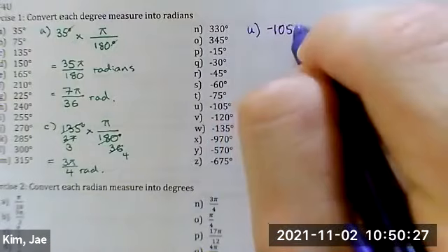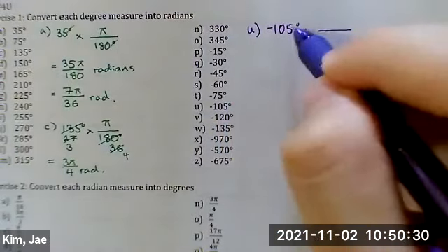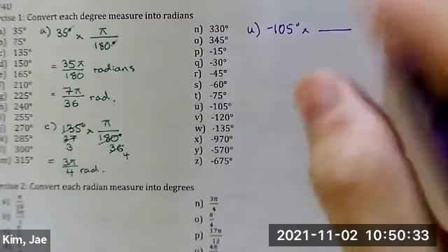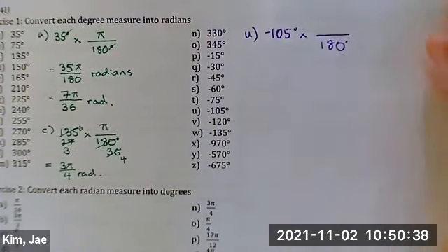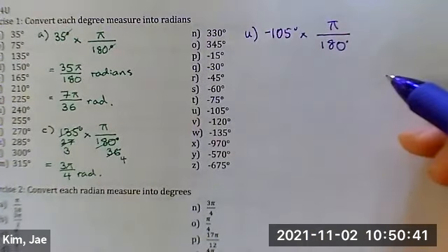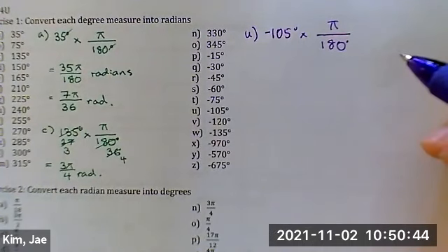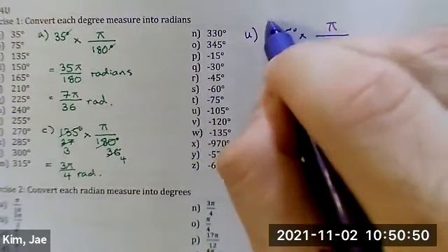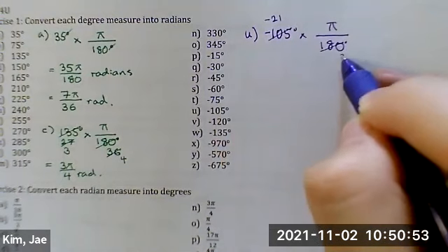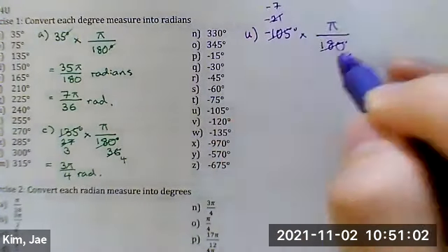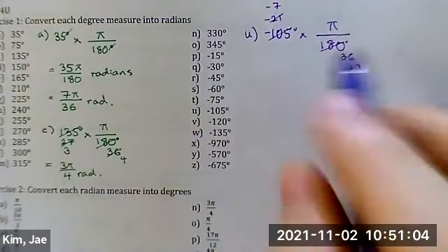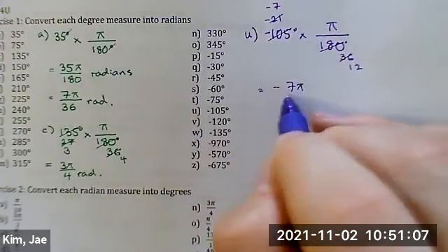Negative 105. And since the degree is what we're trying to convert out or to disappear, 180 degrees will be in the denominator and the pi will be on top. Let's reduce. I'll do the easiest one. Divide both by 5. This becomes a negative 21. This becomes 36. Can I go further? Another 3. That's a negative 7. That's a 12. Can I go further? No. So that is equal to negative 7 pi over 12.